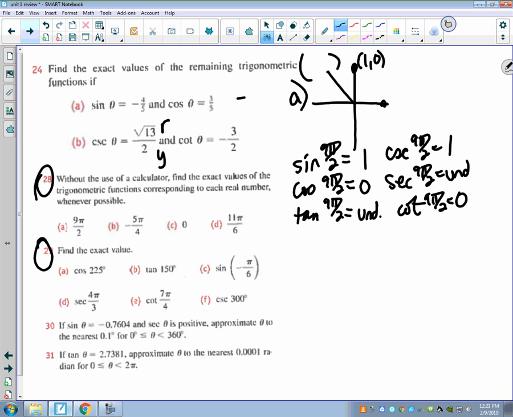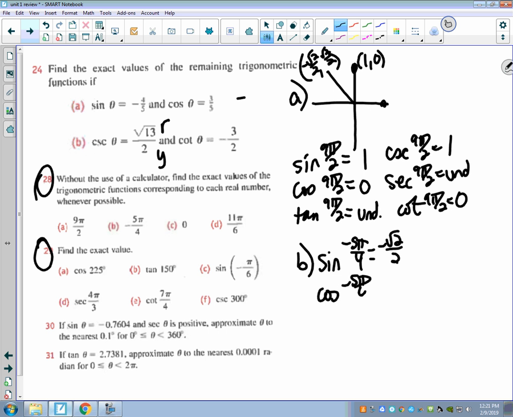Negative 5 pi fourths, again, kind of figuring out where you are. You could add 2 pi to this, or you could go backwards. This would be negative pi, so negative 5 pi fourths would be right here. So that would be negative square root of 2 over 2, negative square root of 2 over 2. So if you have the points, you should be able to do all of these, right? I'm going to just do 3 of these, and then you can do the other ones.